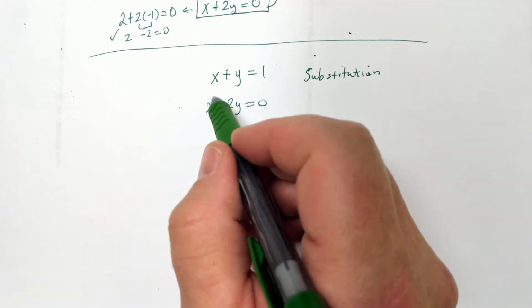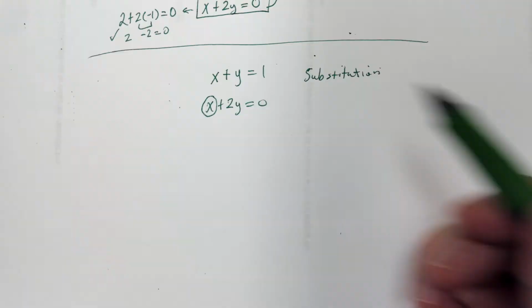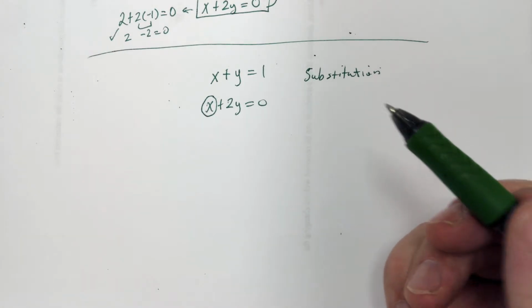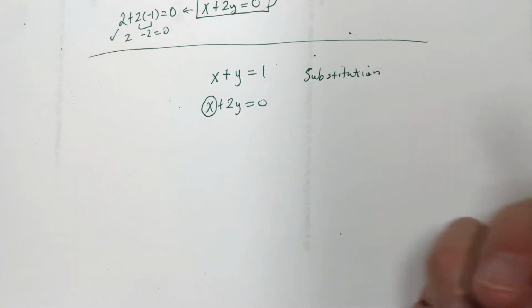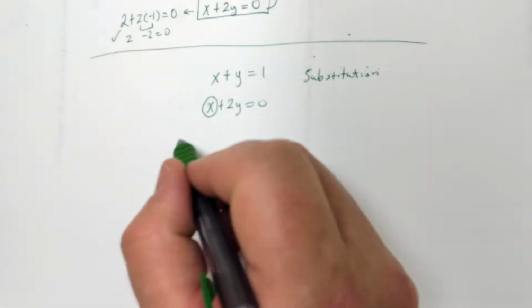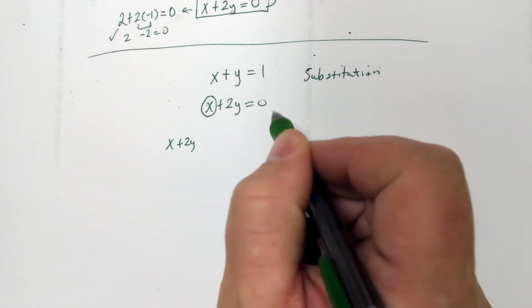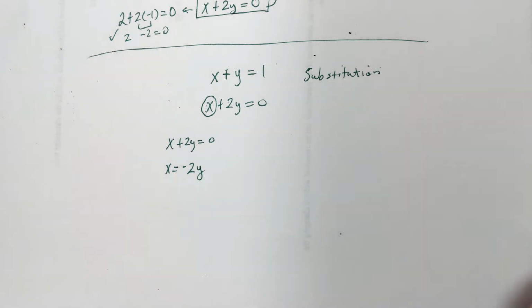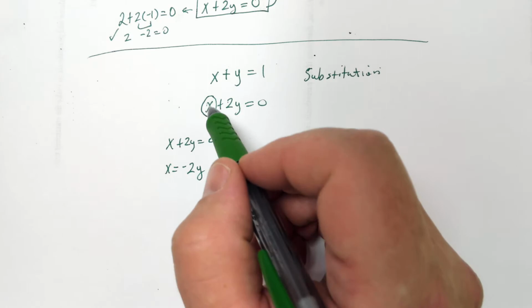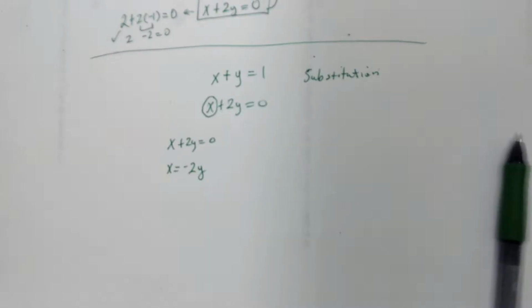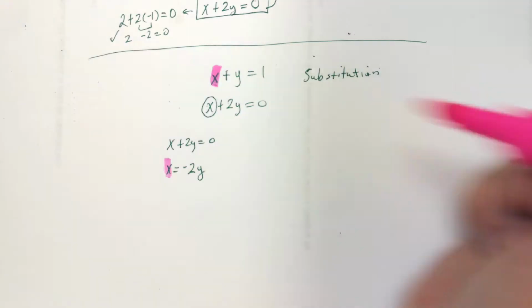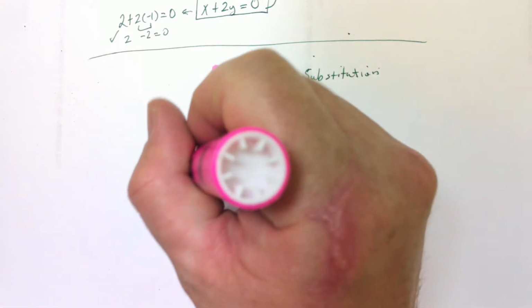Let's solve for this x right here. Okay? I just picked one at random. Just pick one of the 4 and solve for that. So I'm going to solve for this x right here. So x plus 2y equals 0, right? So that means x equals -2y. Would you agree? Okay, now I have to plug that into the other equation. So this x right here is the one I'm going to replace. And this is what x equals, -2y.